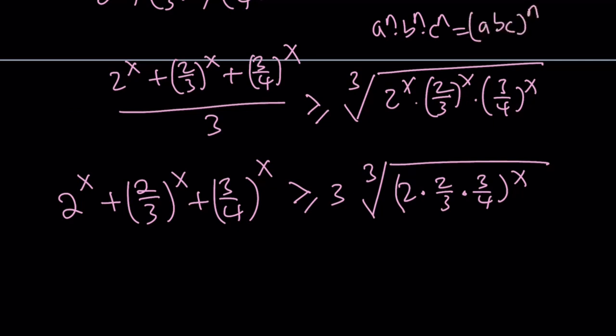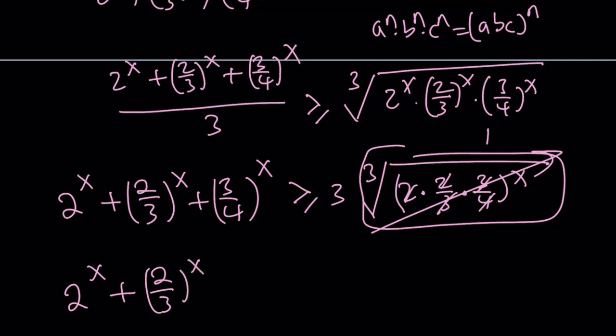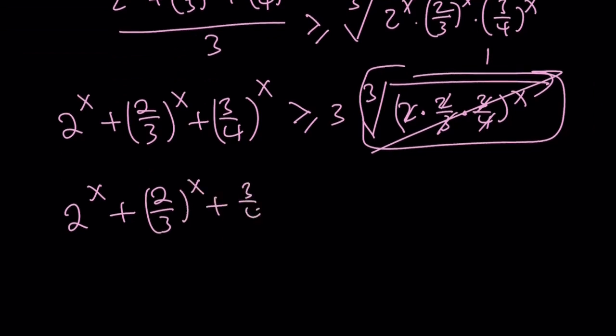Okay? Now, 3 cancels out. 2 times 2 equals 4. They also cancel out. So we end up with 1 inside the radical. But the 1 to the power x is also 1, and the cube root of 1 is 1. So the whole thing here becomes 1, so we don't really have to worry about it. We can just ignore it. So now we get the following. 2 to the x plus 2/3 to the x plus 3/4 to the x is greater than or equal to 3. Great. So this is a really good result.